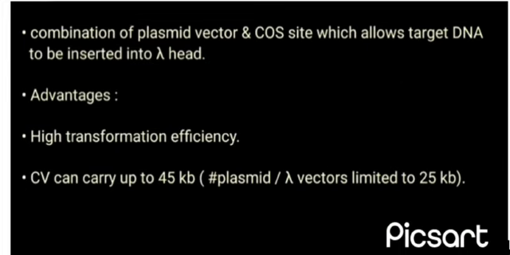So, we can say that these cosmids are vectors that are hybrids of lambda phages and plasmids, and their DNA can replicate in the cell like that of a plasmid, or can be packaged like that of a phage. The advantage here is that these cosmid vectors have high transformation efficiency, and they carry up to 45 kb of DNA insert.